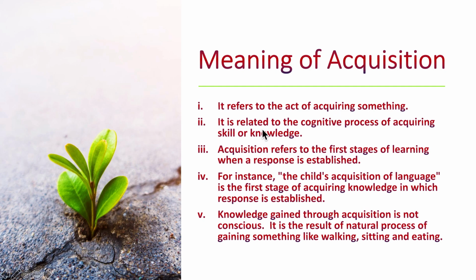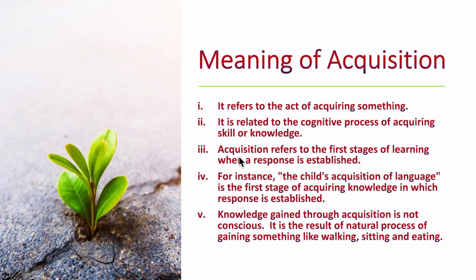Point number two, it is related to the cognitive process of acquiring a skill or knowledge. Look, acquisition is related to the cognitive process. Cognitive means understanding. Cognitive process means the way of understanding something. It is the way you use your mind in understanding something, in acquiring something, like it may be a skill, it may be knowledge, that is known as acquisition. So acquisition also refers to the way you understand a skill, knowledge, and so on.